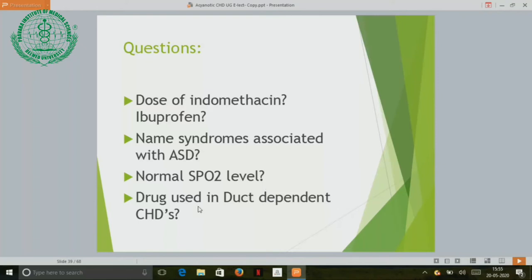So the last question is, which are the drugs which are used in the duct-dependent congenital heart defects? All of you know the drugs which are used in the closure of patent ductus arteriosus, but in certain conditions we require the ductus arteriosus to stay open to maintain hemodynamic stability. So which is the drug which is used in maintaining patency of the ductus arteriosus? This drug is PGE1, prostaglandin E1. That maintains the patency of the ductus arteriosus.